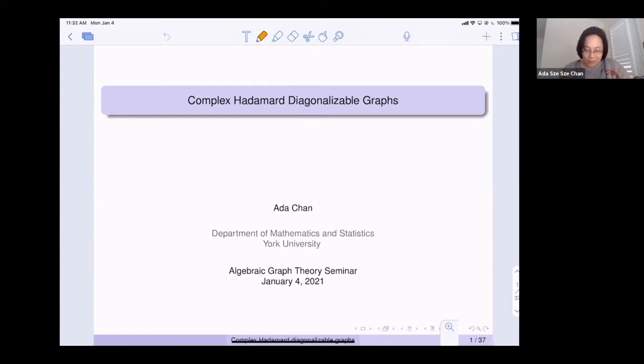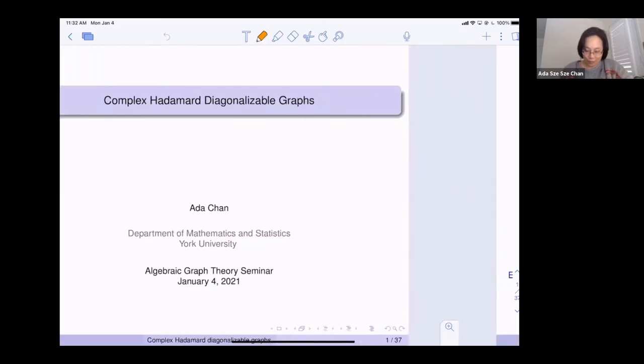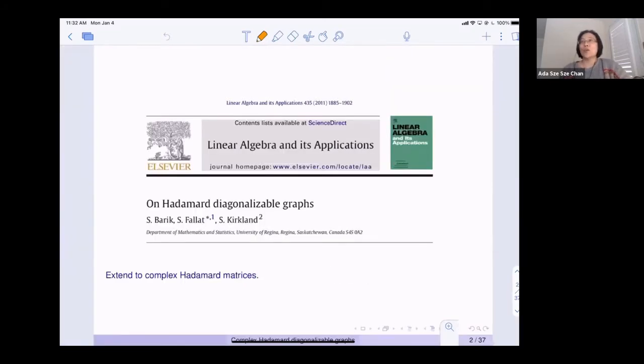So in this talk, I mostly just want to tell you the story about my encounters with these graphs called complex Hadamard diagonalizable graphs in the last few years. Okay, so there are three parts to this talk.